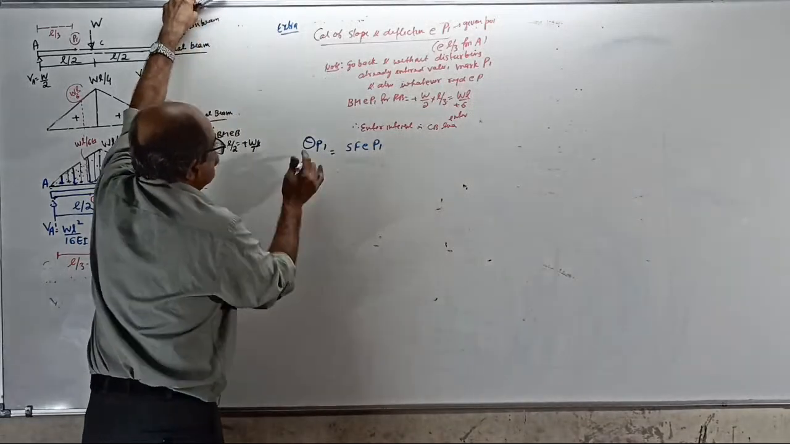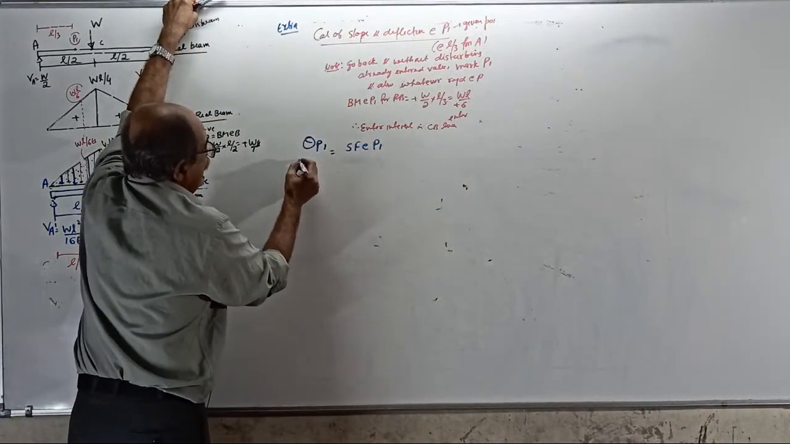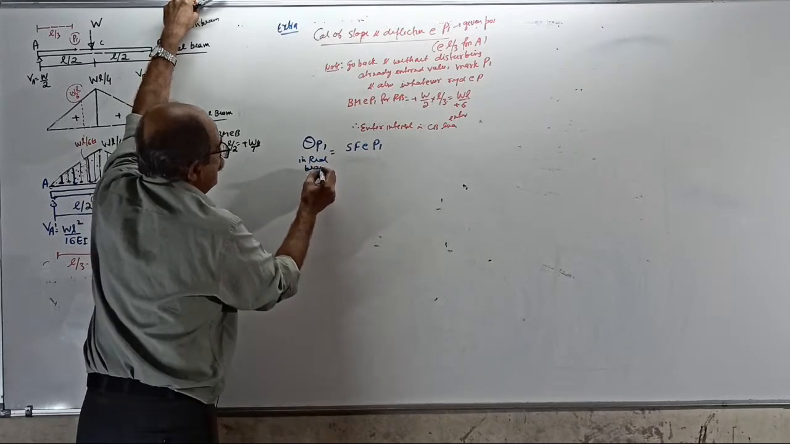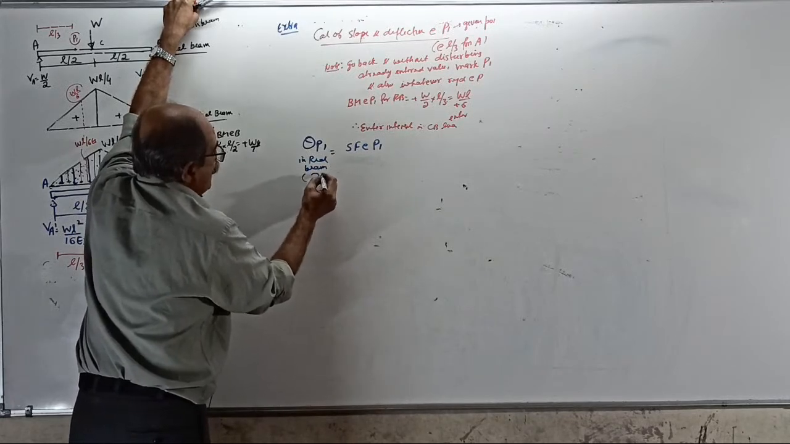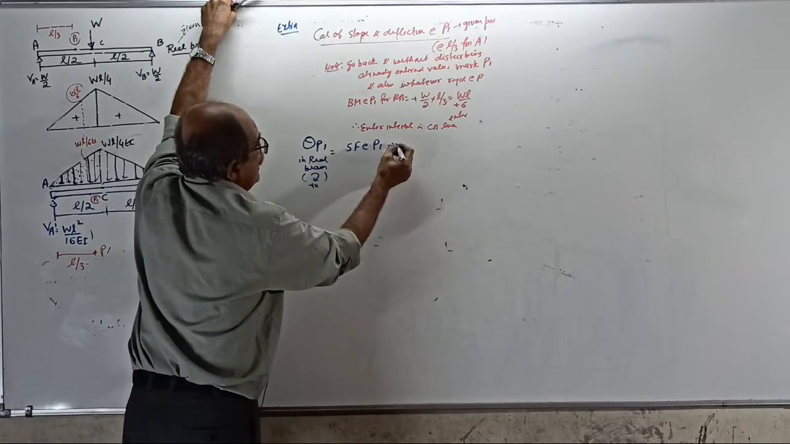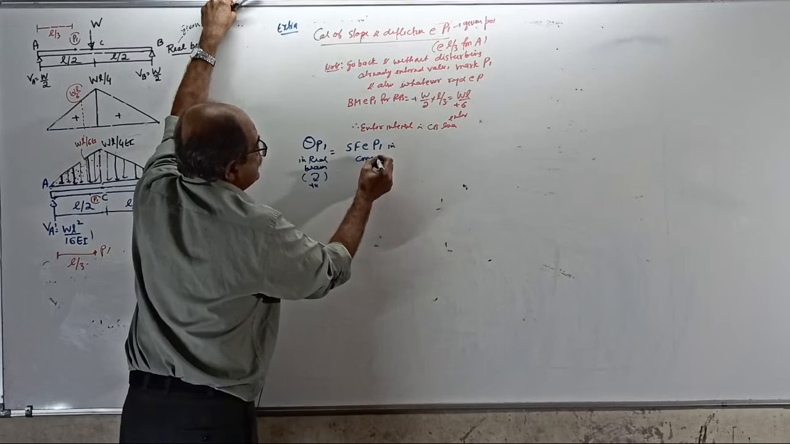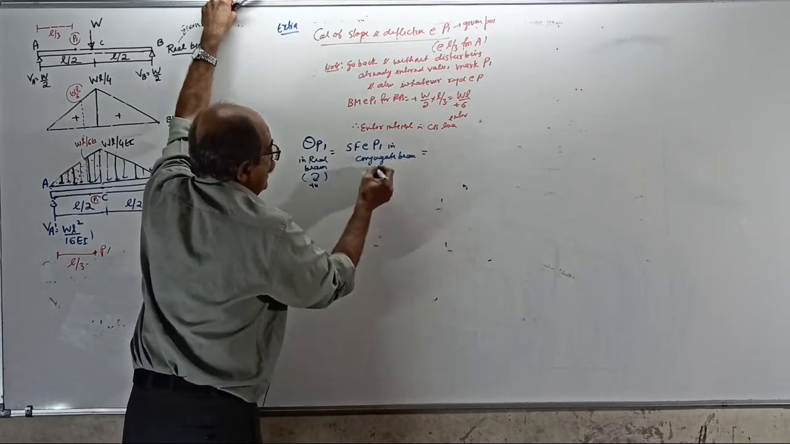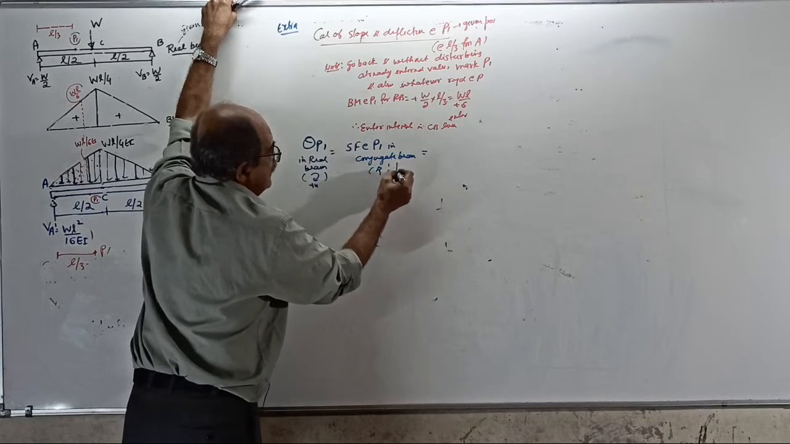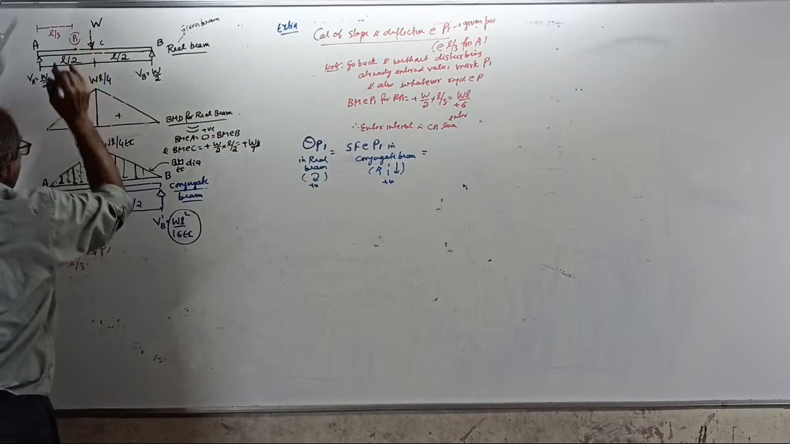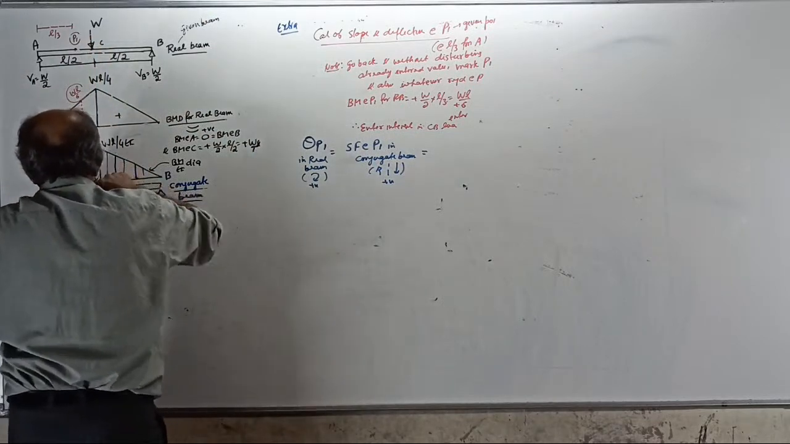Today I will write real beam, clockwise positive, equal to shear force at P1 in conjugate beam. Next time I won't write "in conjugate beam". Left up, right down positive. If you want slope here, it is equal to shearing force here.